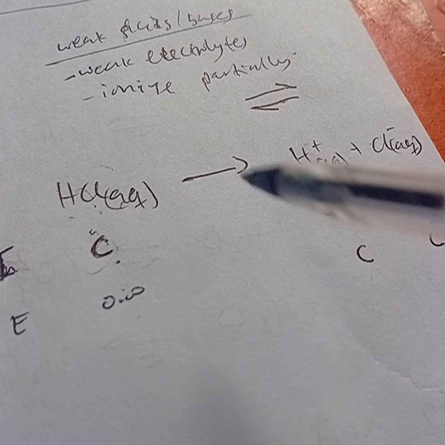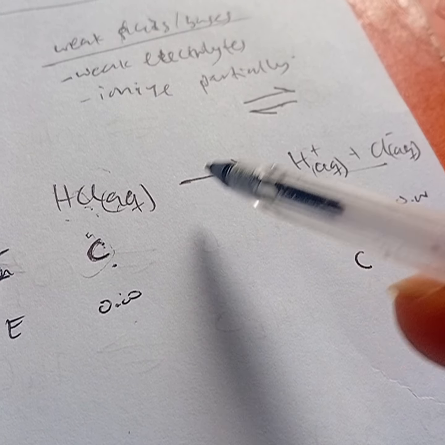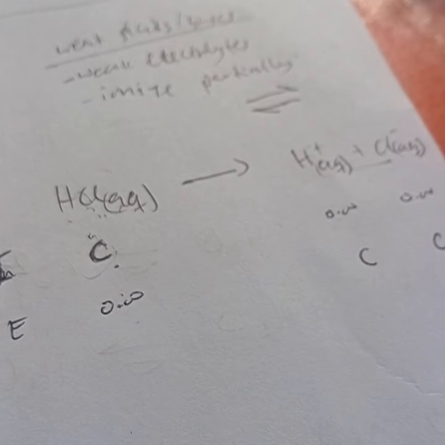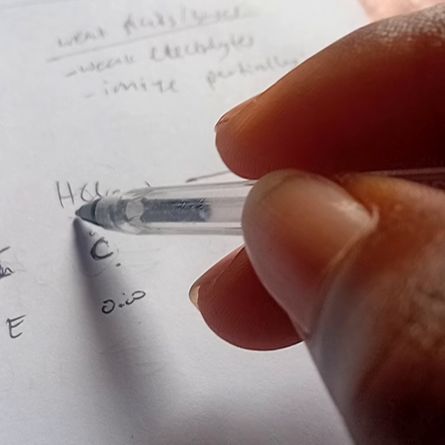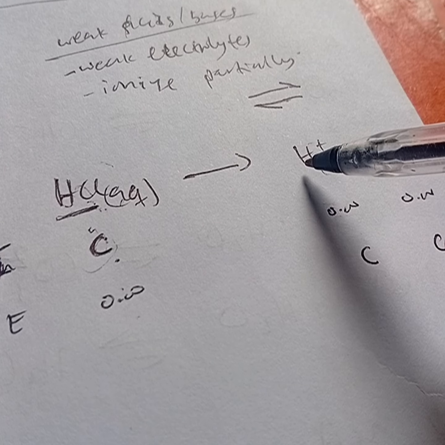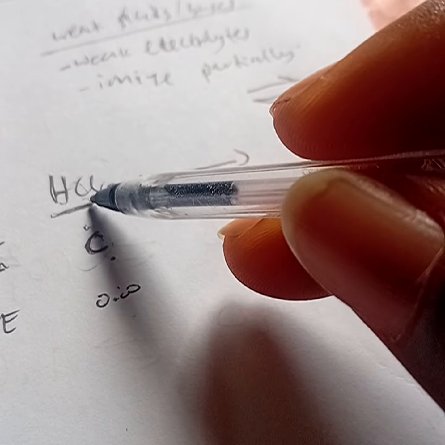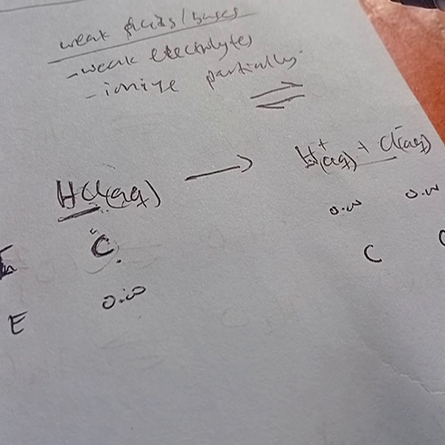So you have to take note. When you write the dissociation or ionization equation for the strong acid, you have to balance it. Here the hydrogen is already balanced. Be careful, this is monoprotic; it has only one hydrogen. If it is diprotic or polyprotic, make sure you balance the hydrogen before you proceed.